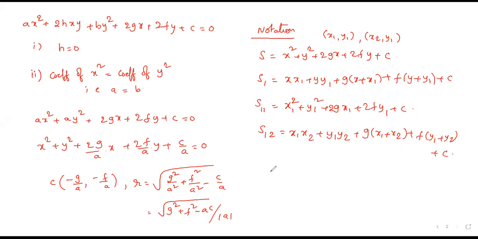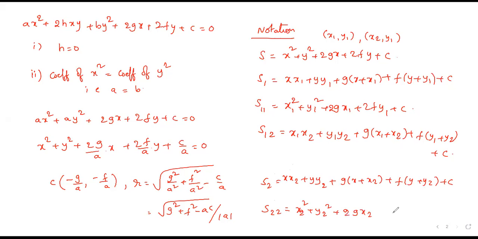Similarly, if you write S1 for the second point, you can write xx2 plus yy2, this is S2, plus g into x plus x2 plus f into y plus y2 plus c. And similarly, you can write S22, meaning substituting the second point: x2 square plus y2 square plus 2gx2 plus 2fy2 plus c.